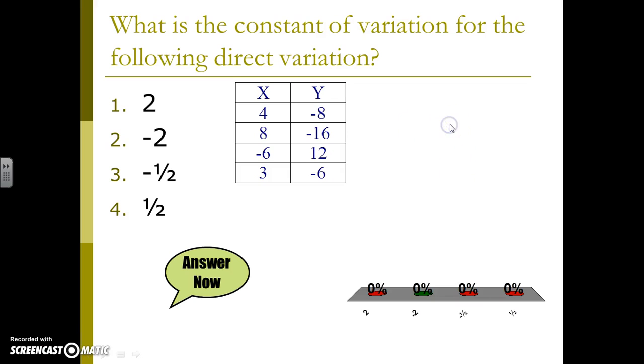Alright, hopefully you all found out that the correct answer is -2. We see that dividing -8 by 4, -16 by 8, 12 by -6, and -6 by 3 all result in a quotient of -2. And again, remember, a quotient is the result from division. So whenever we divide y by x, that quotient is called the constant of variation. And if it's the same for every single pair of x and y values, we know that it is a direct variation.